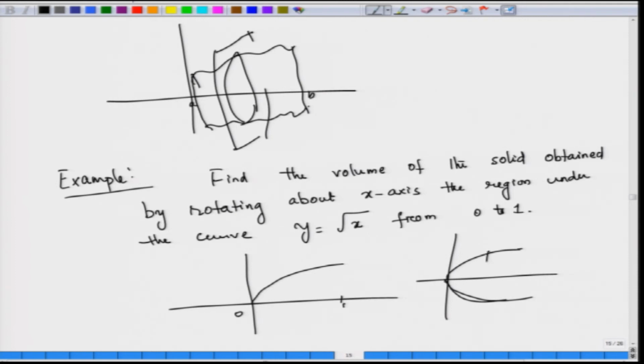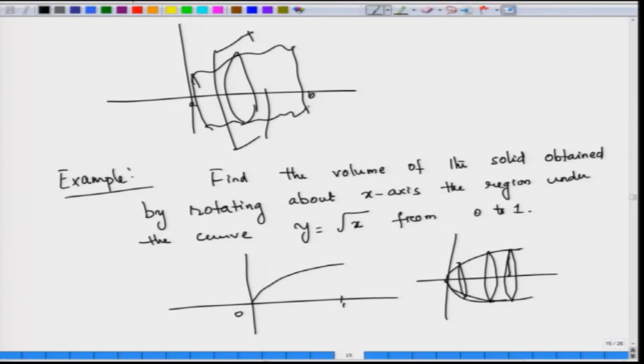So, now if we take the cross section, this is what you are going to get, right. You are rotating, so you are going to get the circle. Therefore, what is the area of each of these cross sections? Area is going to be pi r square.